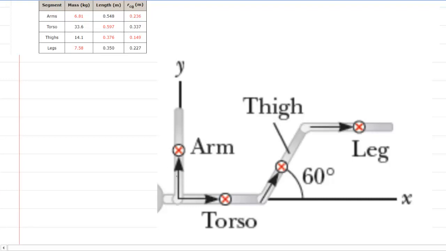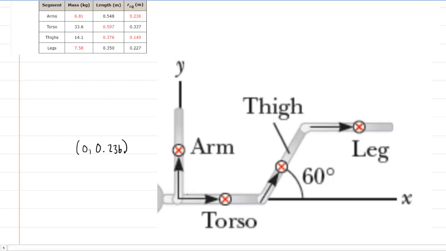Let's start with the arm. We can see that the x coordinate of the arm's center of gravity would just be 0 because it lies on the y-axis. But then the y-coordinate of the arm's center of gravity would be the length of this vector right here. Now the table gives us the length of the vector that points towards the center of gravity of each body part. So in this case, it's just 0.236. So there are the coordinates for the arm's center of gravity.